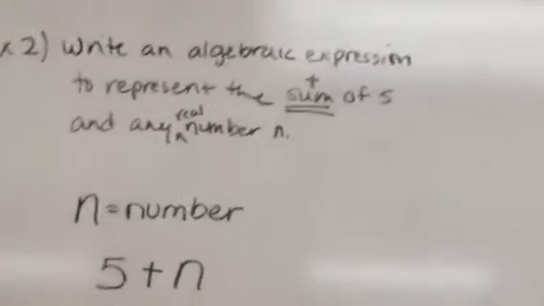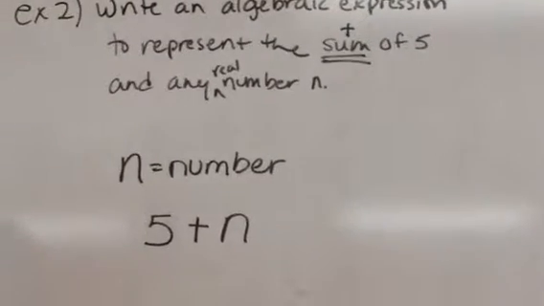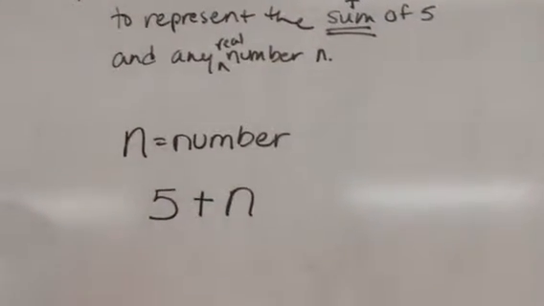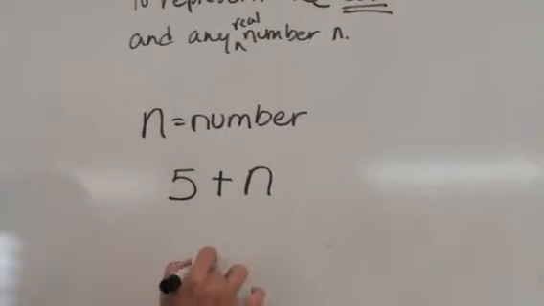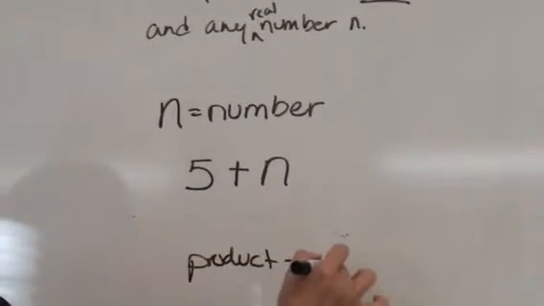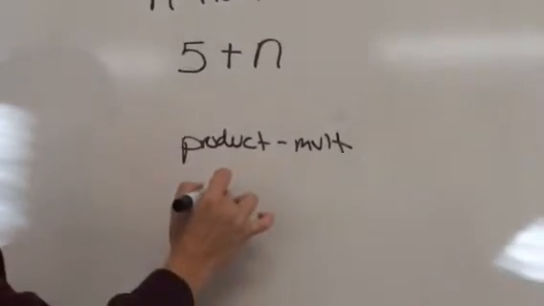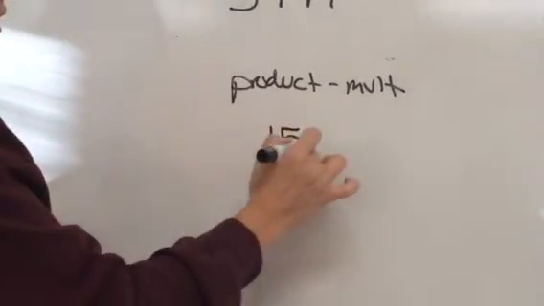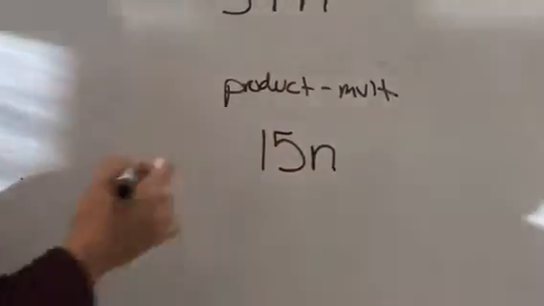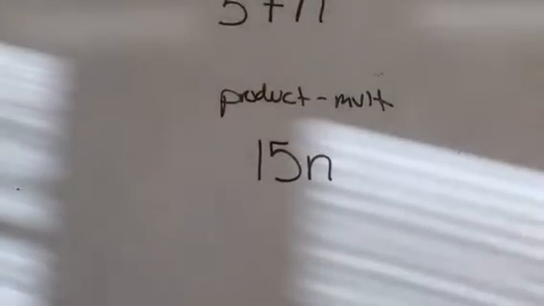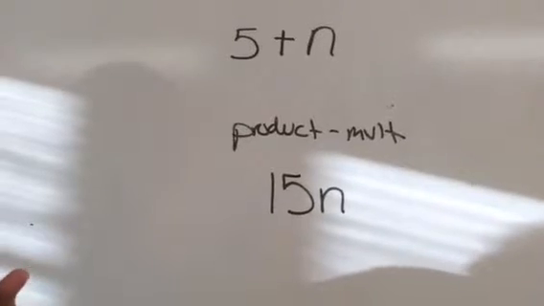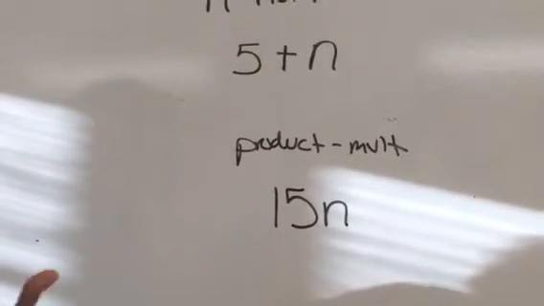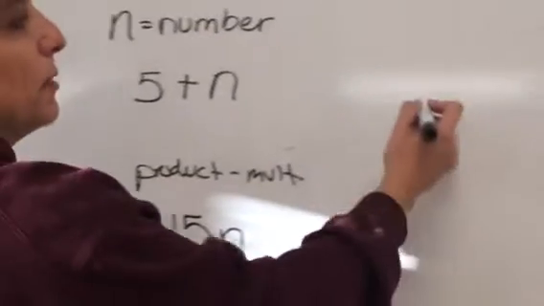If I asked you to find the product, write an algebraic expression for the product of n and 15, product means multiply. So you're going to write 15 times n. If I asked you for the difference of some number and 20, the difference of some number and 20 would be n minus 20.